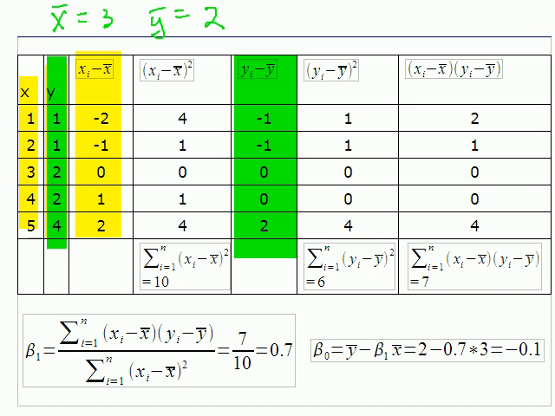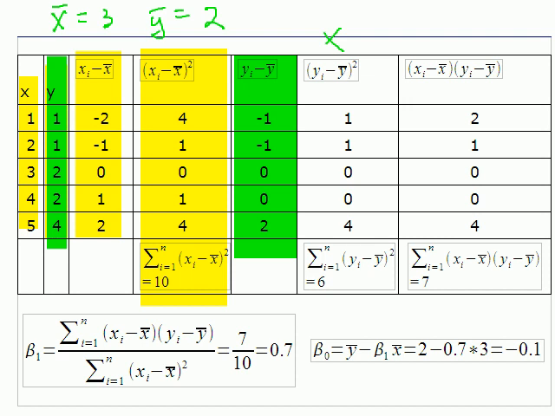To find beta 1 and beta naught, you don't need this column. You don't need this column. You just need the others. But I put it there for completeness because I was using it to calculate r. Okay, so you take y, you've got xi minus x, you square it and add it all up, and you get this 10.